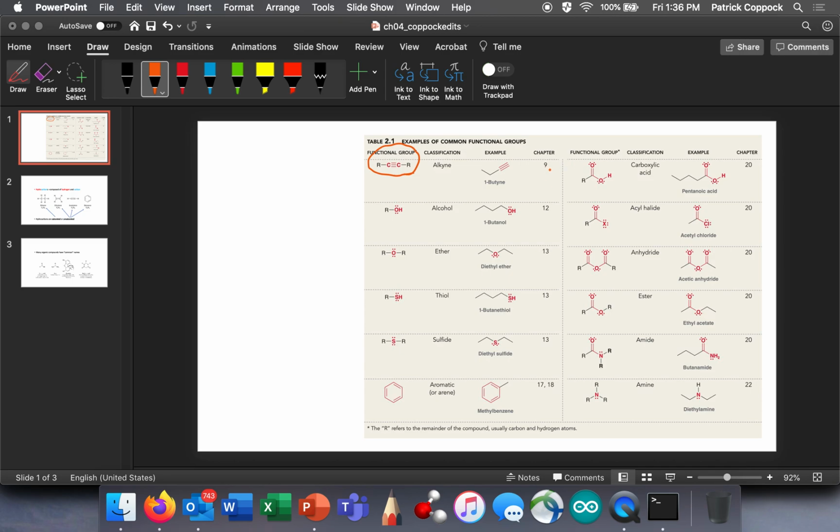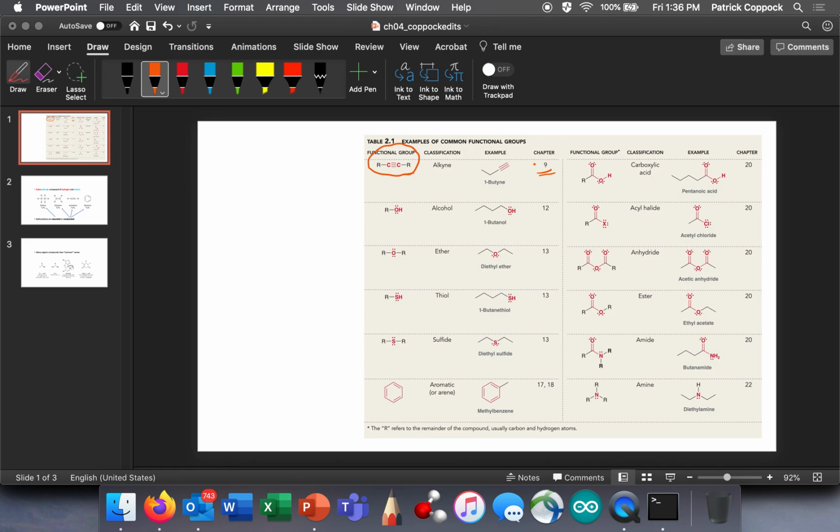But here's the real point. Chapter 9 is dedicated to alkynes, right? So you're learning this stuff now. You're being exposed to it now. And it may seem like, oh my goodness, I have all these things I've got to learn. I will tell you, this is an overview of the whole topic of organic chemistry.